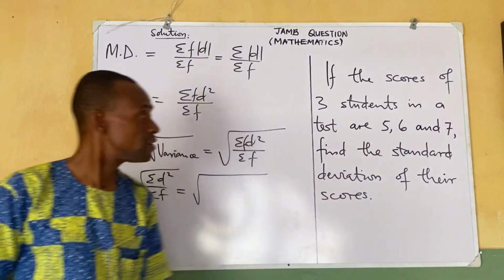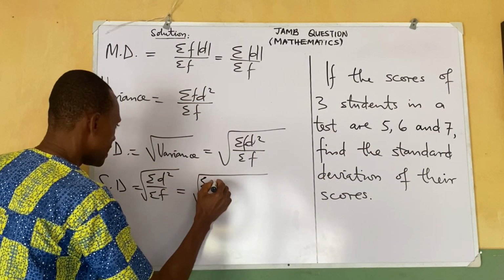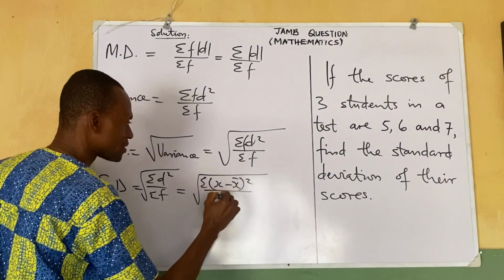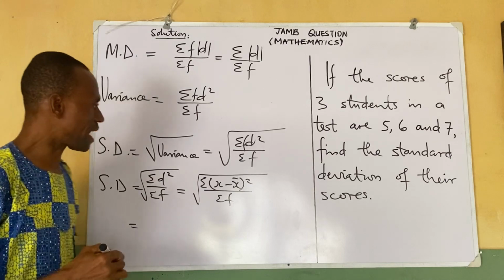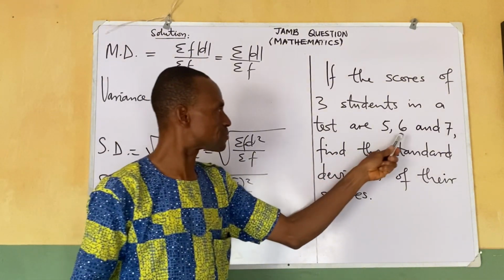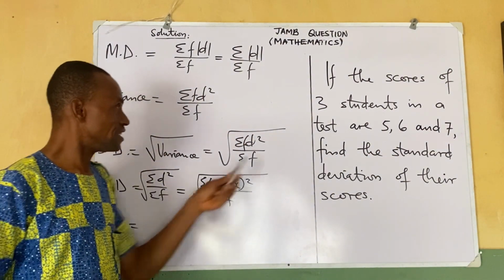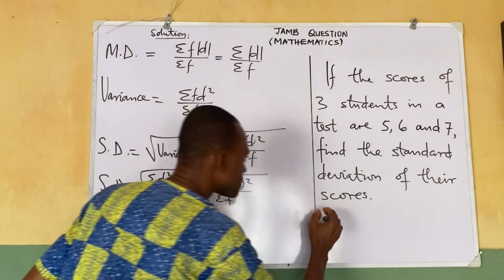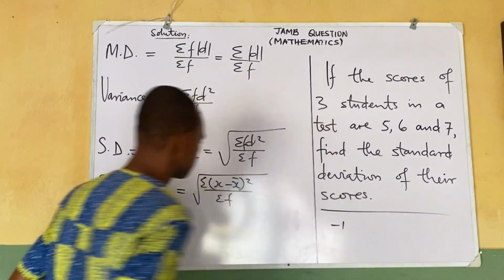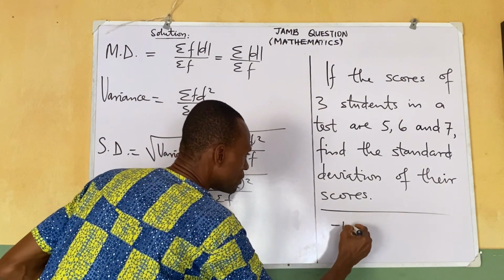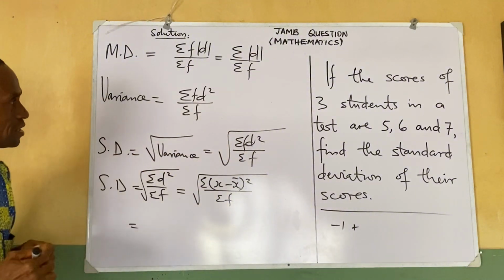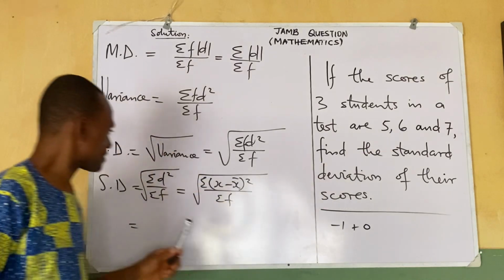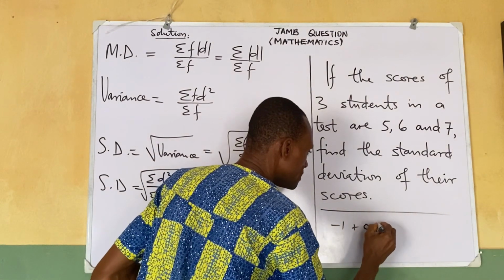Which is the sum of x minus x-bar, all squared, all over the sum of f. Now the mean is 6. So 5 minus 6 is minus 1, plus 6 minus 6 is 0, plus 7 minus 6 is 1.